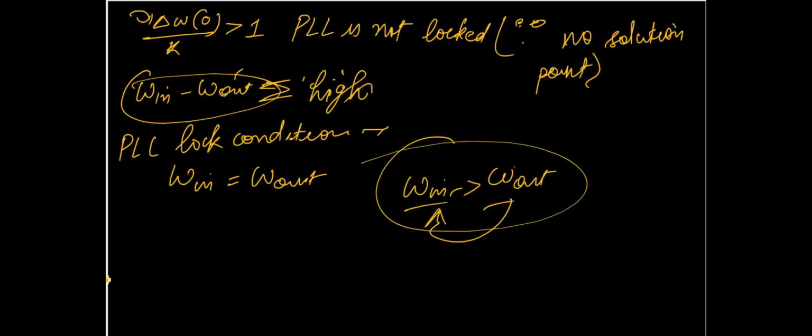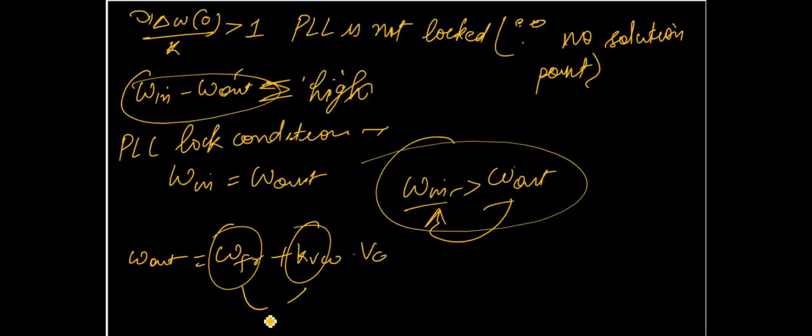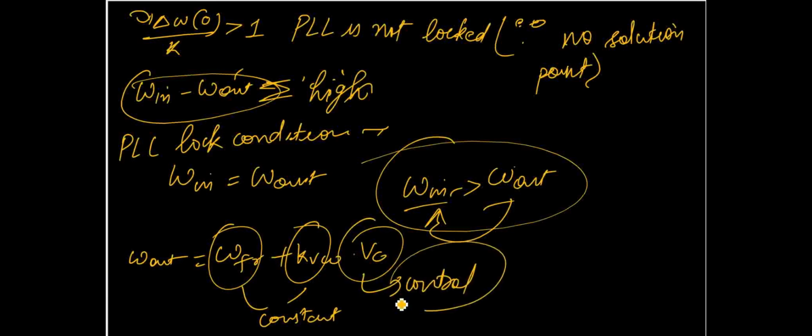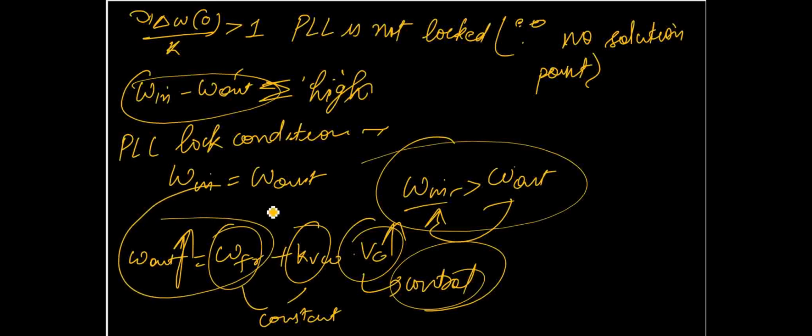So what can we do? Let's write the equation for omega out. Omega out is equal to omega free plus K VCO dot Vc. These two are constant, only this we can control. So you have to increase Vc, then you can increase omega out. If your omega out is increasing, at some time omega in will become equal to omega out, and your PLL will lock. So that is one thing.